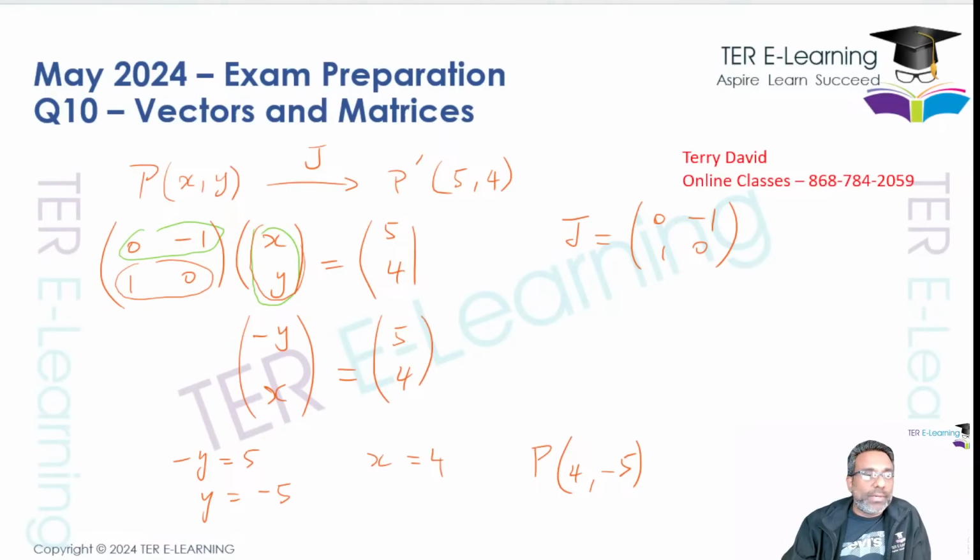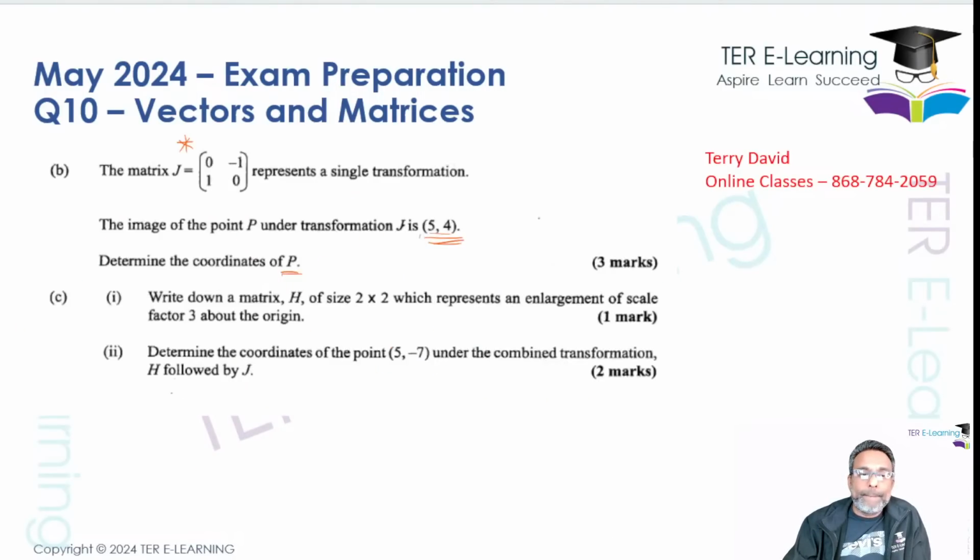All right, so that's part B we took care of here now. Now, part C, we want to write down the matrix H. We want to write down matrix H to represent an enlargement of scale factor 3. So we can use a matrix in order to represent an enlargement, a 2 by 2 matrix, that is.